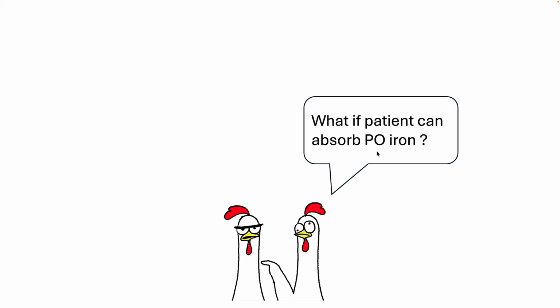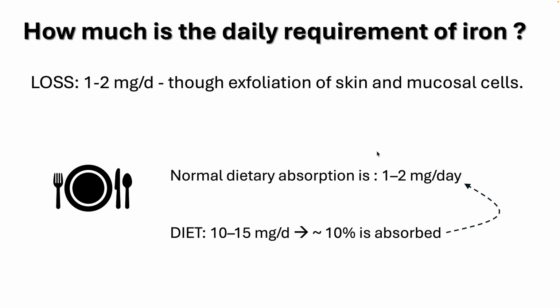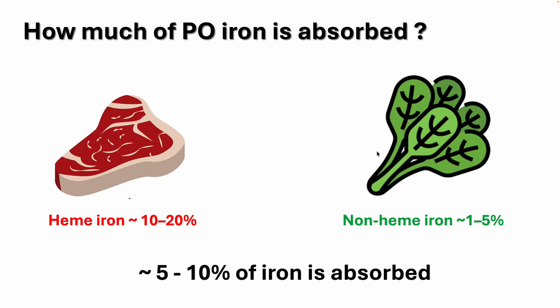To understand how much oral supplementation your patient needs, you have to understand how much PO iron is absorbed. Daily loss of iron is about 1 to 2 milligrams daily via exfoliation of skin and intestinal mucosa. So you need to absorb about the same amount, 1 to 2 milligrams daily, to keep up with homeostasis. In a normal diet, there is about 10 to 15 milligrams of iron, of which around 10% is absorbed. However, this number depends upon the type of iron in the supplementation and food. The absorption of iron is about 10 to 20% with heme iron, but only 1 to 5% for non-heme iron.